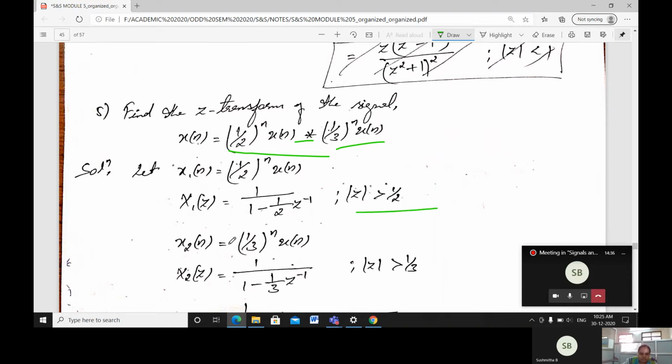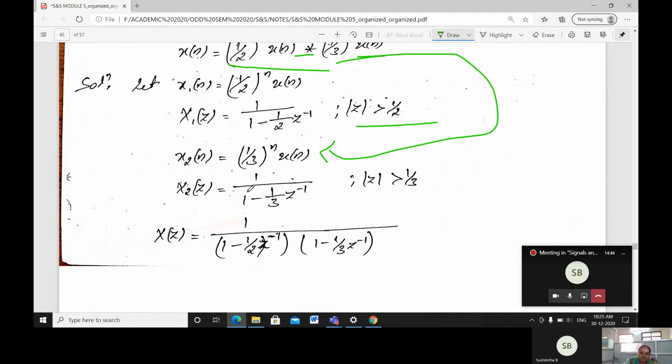Then x2 of n, we are considering this part here, 1 by 3 power n u of n. The z transform is x2 of z equals 1 divided by 1 minus 1 by 3 z inverse, mod of z greater than 1 by 3.